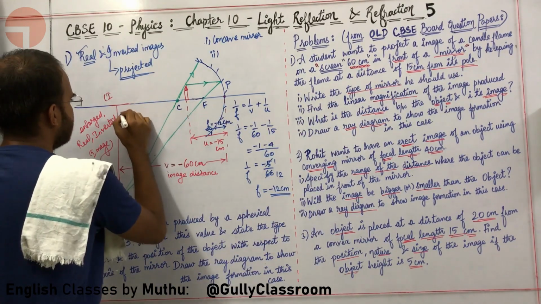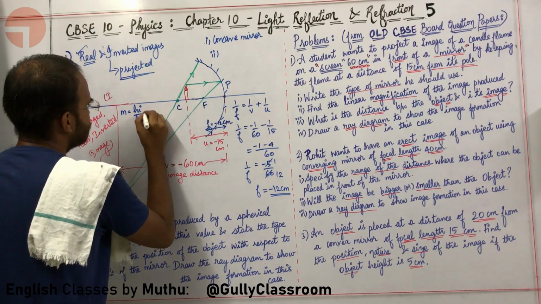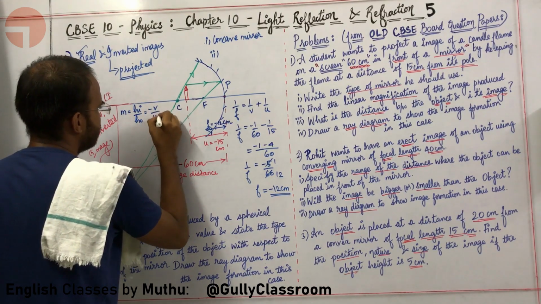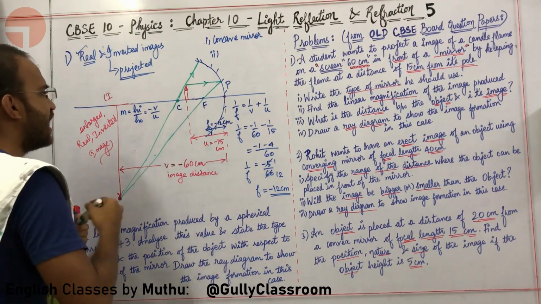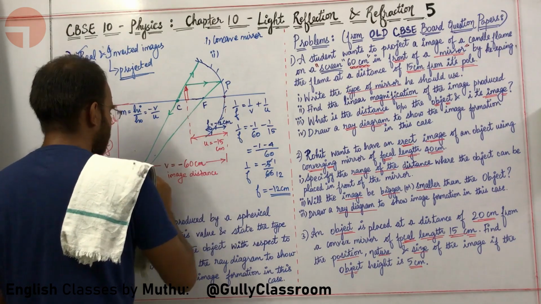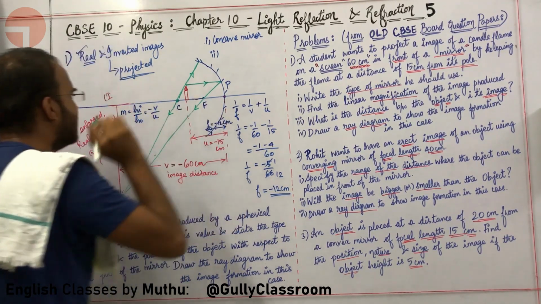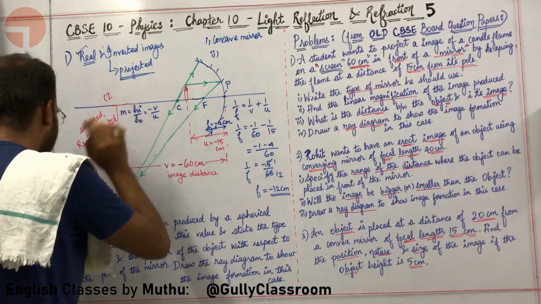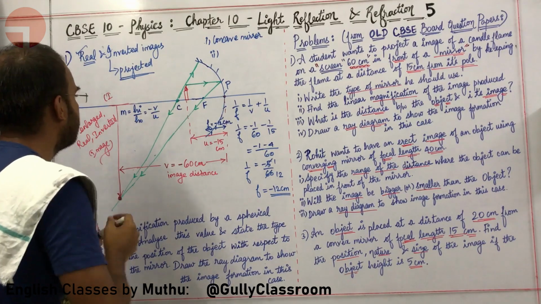Okay, let me find the linear magnification. Magnification, what is the formula? hi by ho, which is simply written as minus v by u. Sir, you have not drawn arrow marks over here. I am absolutely sorry. If you are not drawing arrow marks in your light ray, then it is not even considered to be a light ray. Now let me go for magnification once more. Magnification is minus v by u.